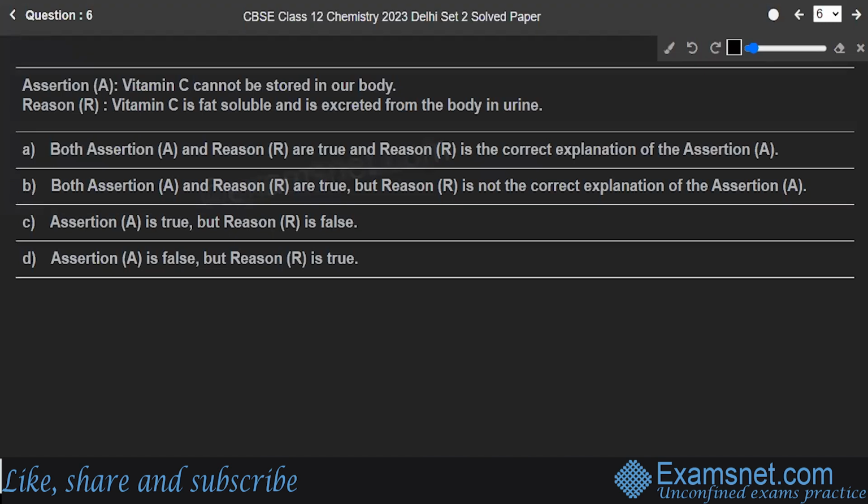Assertion says vitamin C cannot be stored in our body. This assertion is correct. Reason says vitamin C is fat soluble and excreted from the body in the urine. See, vitamin C is not fat soluble. It is water soluble. So this reason is wrong. So this is the right answer to the question, option C: assertion is correct, but the reason is wrong. Hope you understood that. Let's move to the next question.